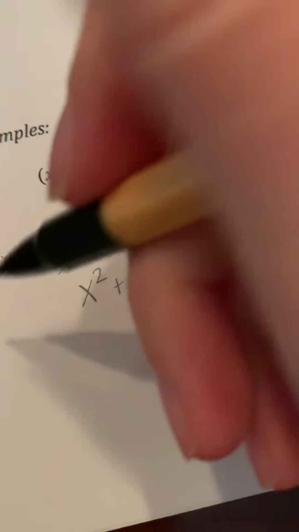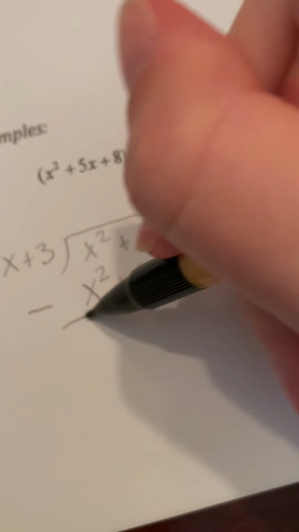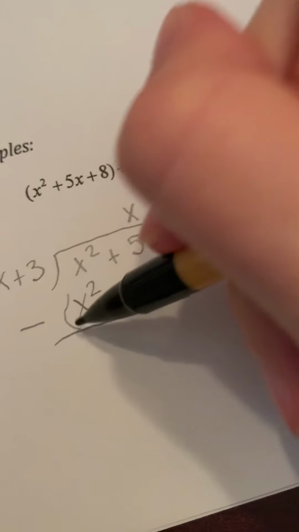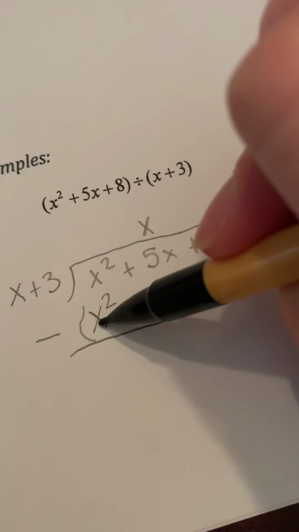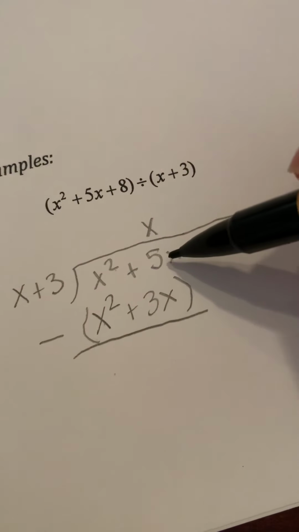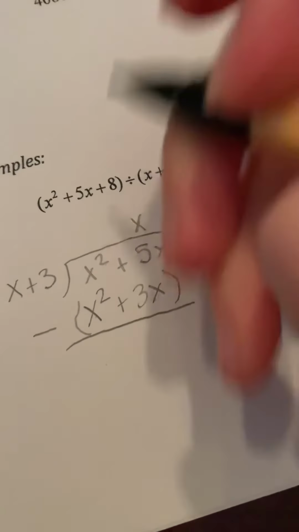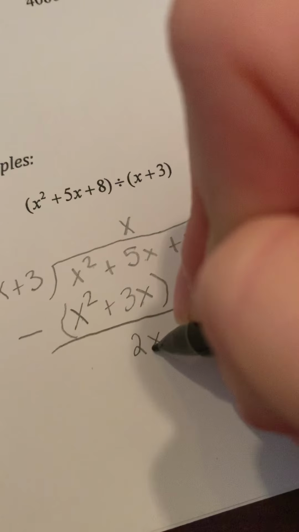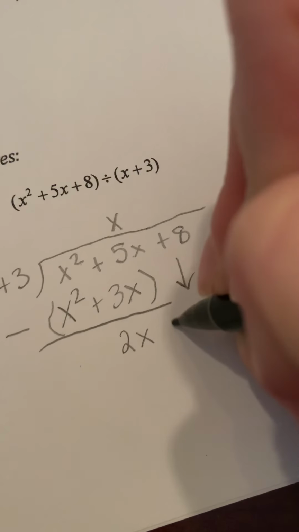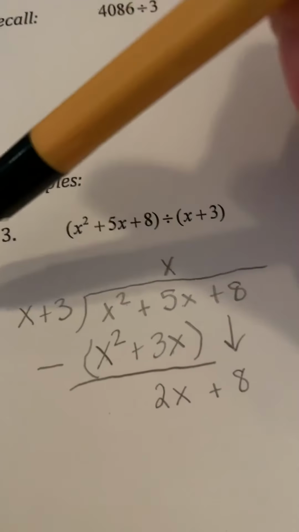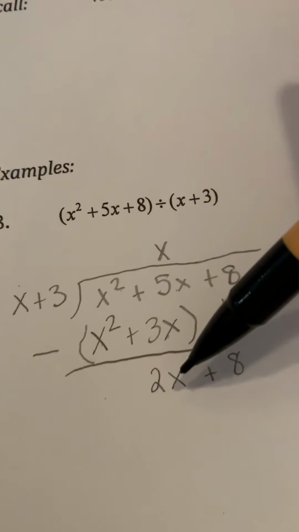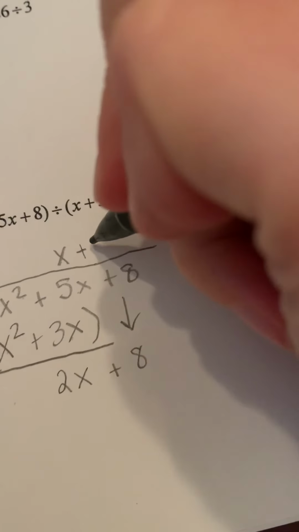With long division, we now subtract. Make sure when you subtract that quantity that you are distributing the negative to both pieces. So x squared minus x squared is 0, and 5x minus 3x gives me 2x. I now carry down the 8, and we start the process over again. How many times does x go into 2x? And that is a positive 2 times.